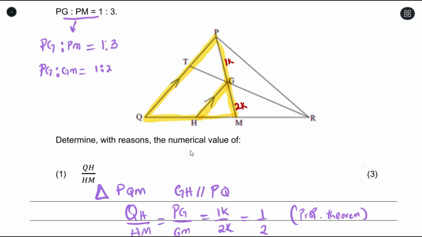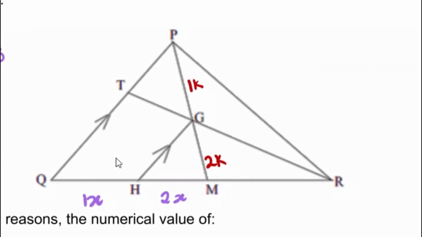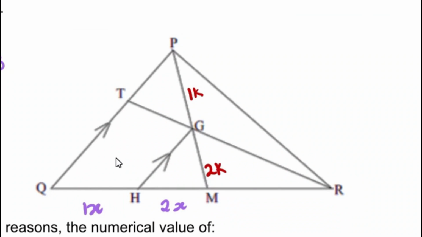So what we just got right now is that we found that the ratio here would be, let's say 2, let's call that X, and this here will be 1X. Okay. Now the next question wants us to find RG over RT. Okay. So working with this here, we're trying to get RG over RT. So I would be recommending we use triangle TQR because we can figure out most of the values in this triangle here.